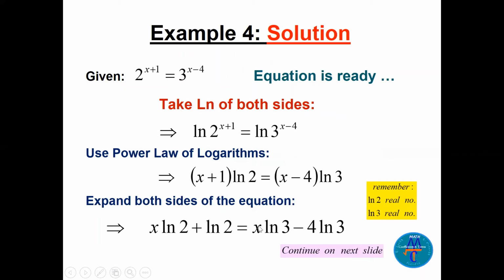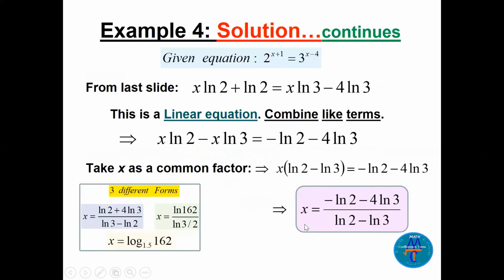So this is a linear equation, you see. X number plus number, x times a number minus another number. So that's a linear equation. Let's continue there. So I mentioned that here, see, this is a linear equation. We need to combine like terms. So I put all the x's together on one side, all the numbers on the other side. So this becomes minus ln of 2 minus 4 ln of 3.